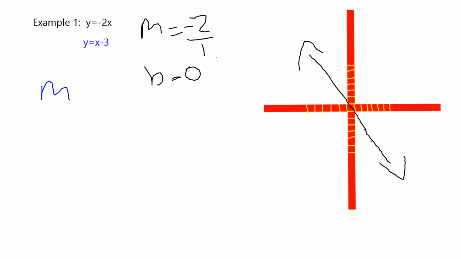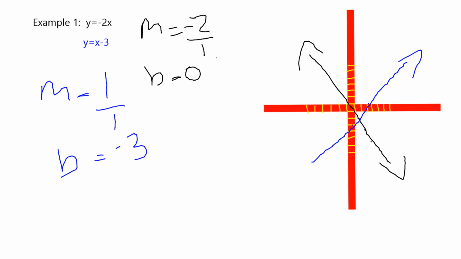I have a slope of 1 because there's an x there, but there's no number there. And we're going to put it over 1. And b is negative 3. So I'm going to start at negative 3. And I'm going to go up 1, to the right 1, up 1, to the right 1. I'm going to draw my line. And that's why you want to use graph paper and a straight edge. There we go, that's a little better.